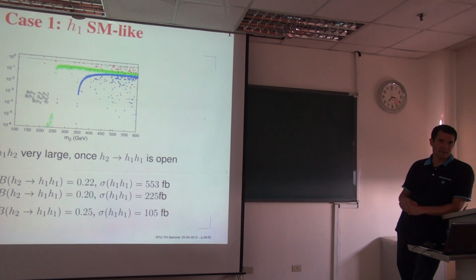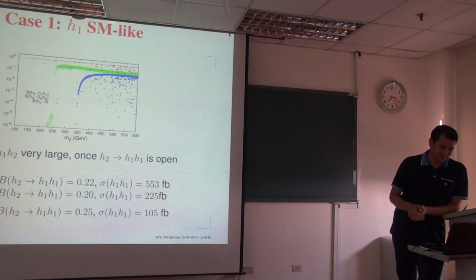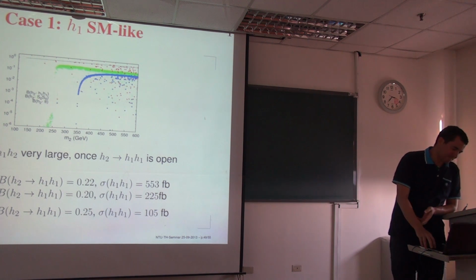Two questions. One: is a 300% enhancement of the triple Higgs coupling compatible with the dark matter relic density constraint? This we did not check yet, but it's easy to check.